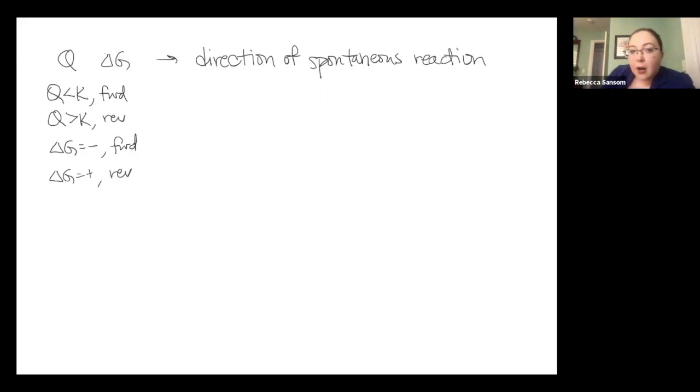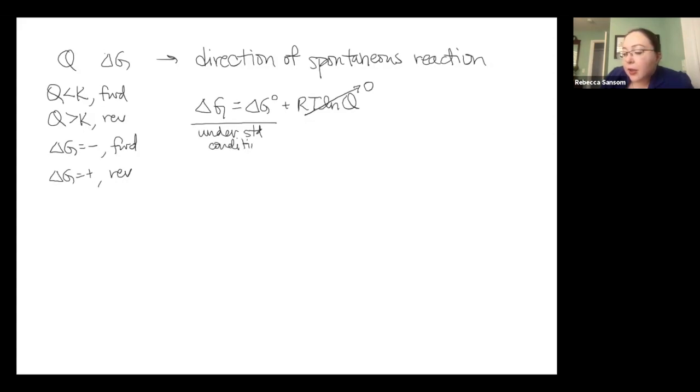So these are related to each other mathematically by our equation, delta G equals delta G naught plus RT ln Q. That's how they're related mathematically, and conceptually, both of these things are just going to tell us the direction of a spontaneous reaction. Now, if we have standard conditions, then our natural log of Q, this whole term, goes away, and we just get delta G equals delta G naught under standard conditions.